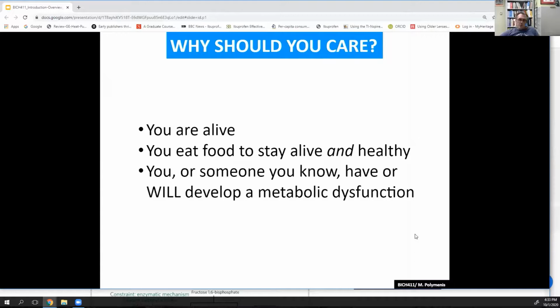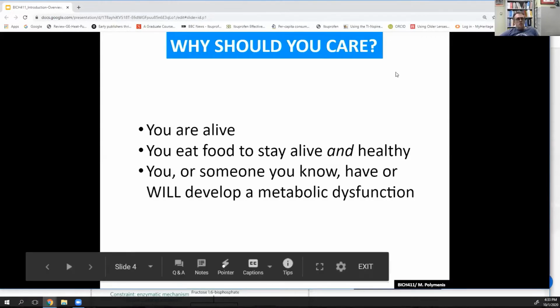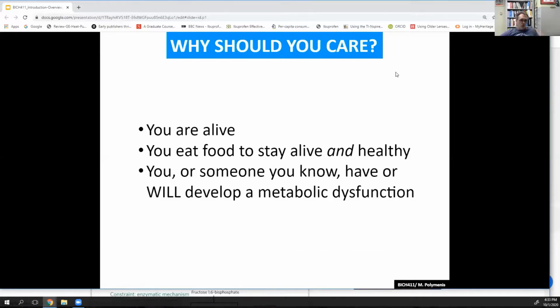And why? Because you're alive. I mean, you wouldn't be alive without metabolism. And how you stay alive and for how long and how well you stay alive actually depends on the kind of metabolism you do in your cells, which in turn depends on what you eat. Okay, so you eat food to stay alive and healthy, and how that is used and transformed by your body is really the topic of this class.